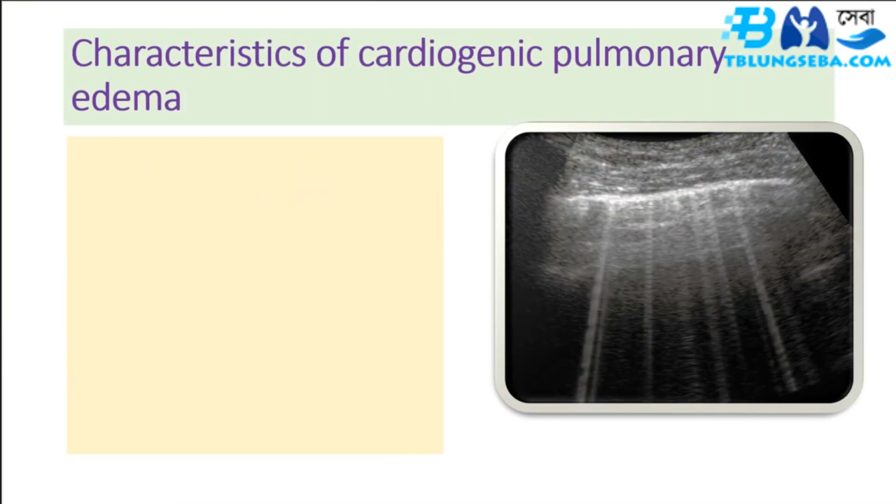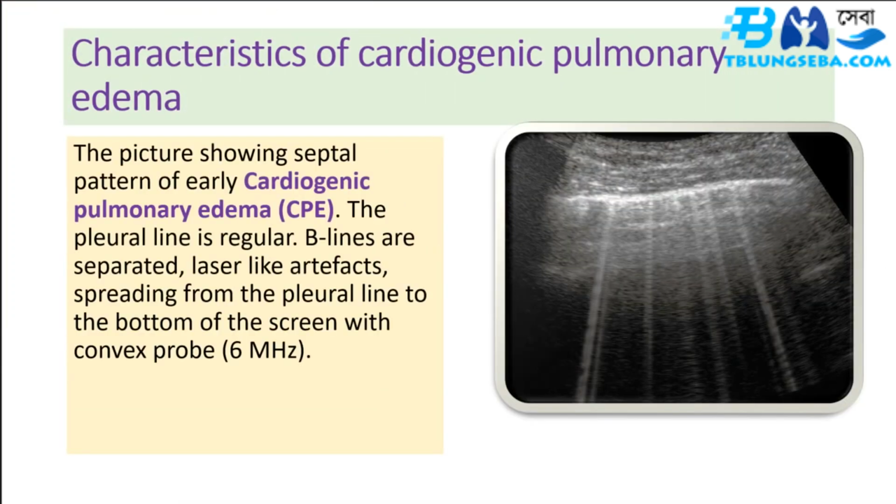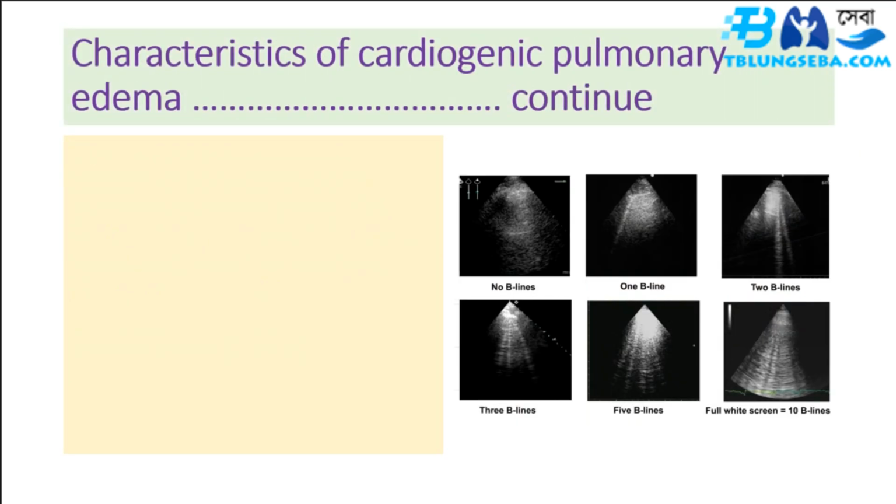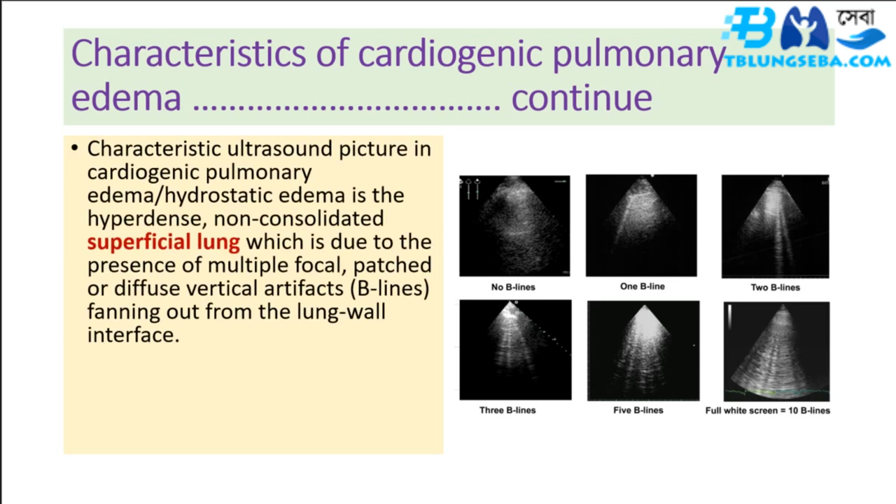Characteristics of cardiogenic pulmonary edema. The picture shows the septal pattern of early cardiogenic pulmonary edema (CPE). The pleural line is regular. B lines are separated, laser-like artifacts, spreading from the pleural line to the bottom of the screen, with a convex probe at 6 MHz.